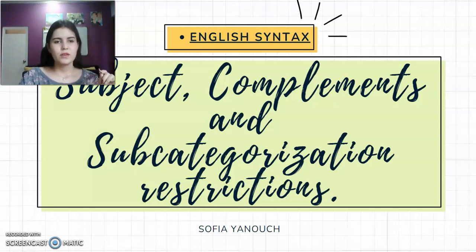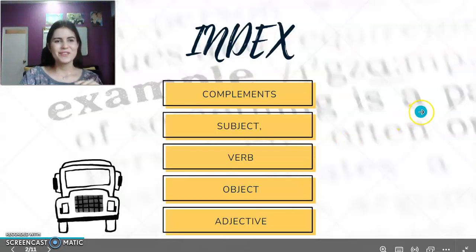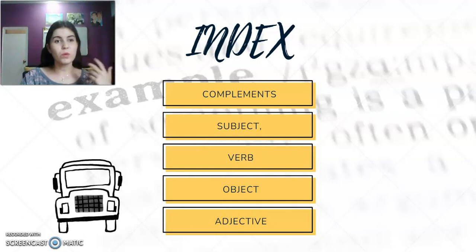So, okay. Here we're going to have a little index about what we're going to talk about. We're going to touch on the complements: subject, verb, object, and adjective. Also, we're going to talk about the importance of this topic, and I think it's important to mention that this topic, as well as subject and verbs, is going to come alongside examples to analyze more and act as a support for the theoretical part.